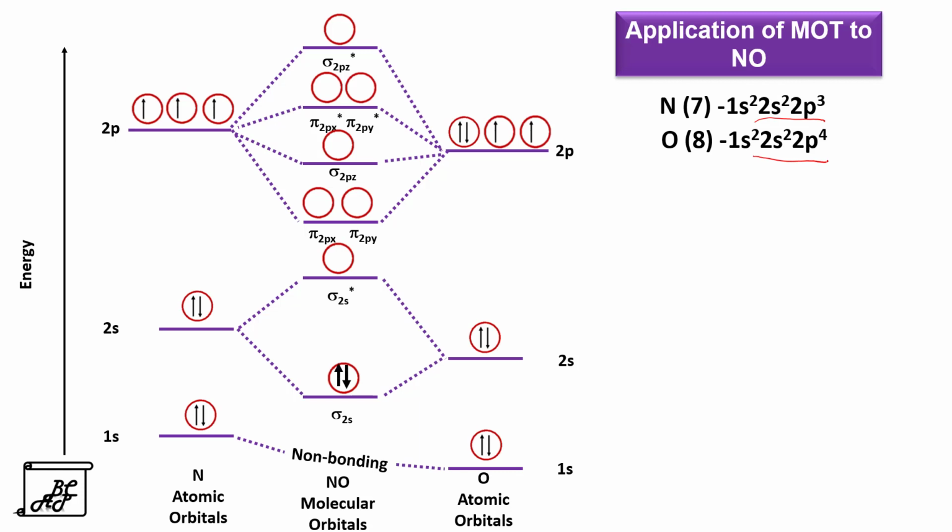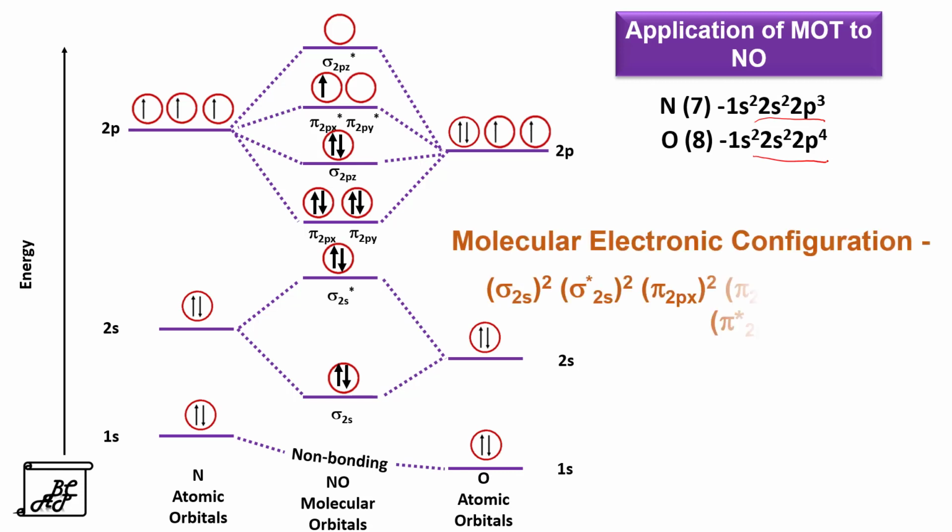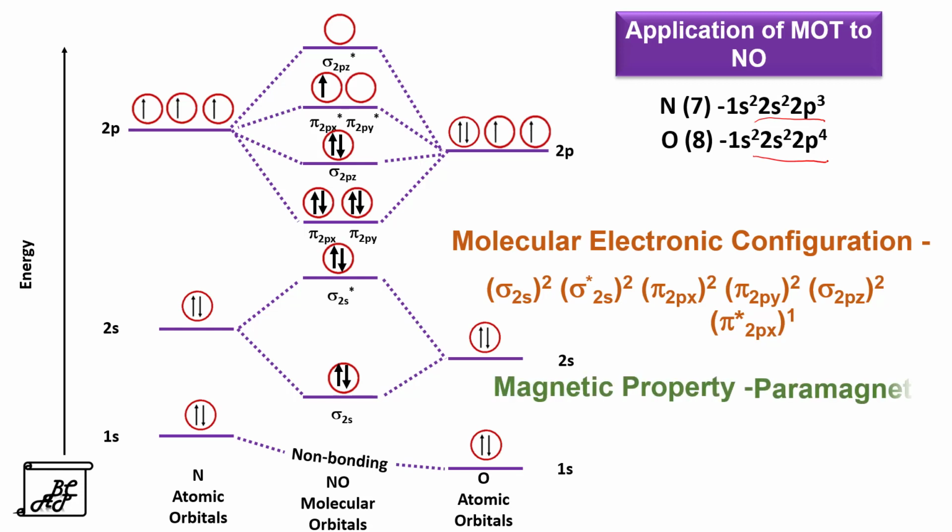So 2 electrons will go into the sigma 2s orbital, 2 electrons will go into the sigma star 2s orbital, 4 electrons will go into the pi 2px and pi 2py orbitals, 2 electrons will go to the sigma 2pz orbital, and the last 11th electron will go either in pi star 2px or pi star 2py orbital. The molecular electronic configuration is sigma 2s square, sigma star 2s square, pi 2px square, pi 2py square, sigma 2pz square and pi star 2px1. As we can see that there is one unpaired electron, it is paramagnetic in nature.